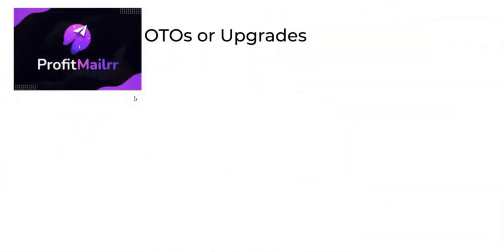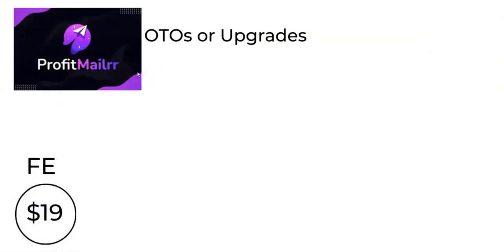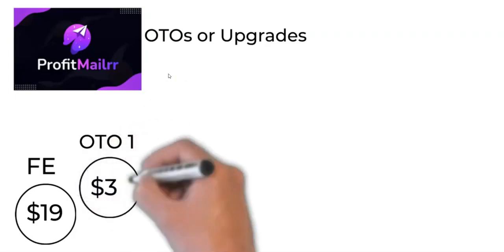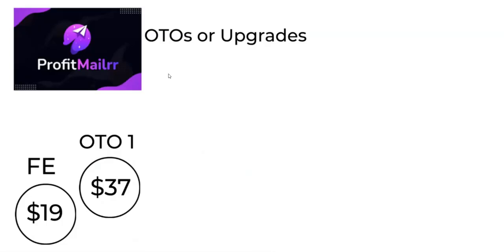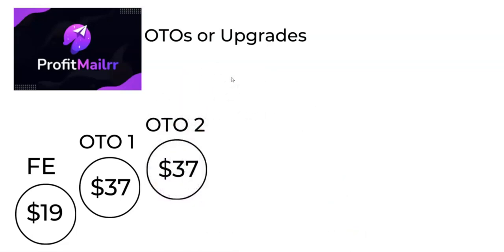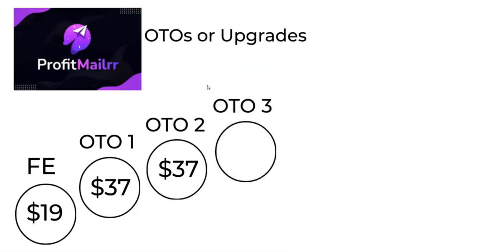So next, let's go over the upgrades or the upsells. For the front end of Profit Mailer, it's going to be $19, and that price will increase. And then OTO number 1, which they call the unlimited, where you can actually have unlimited accounts and unlimited emails, they say that's $37. And then OTO number 2, that's the automation one, where you can schedule your campaigns. That's $37. And then OTO number 3 is where they set up your campaigns for you. And that's $197. That's a lot.